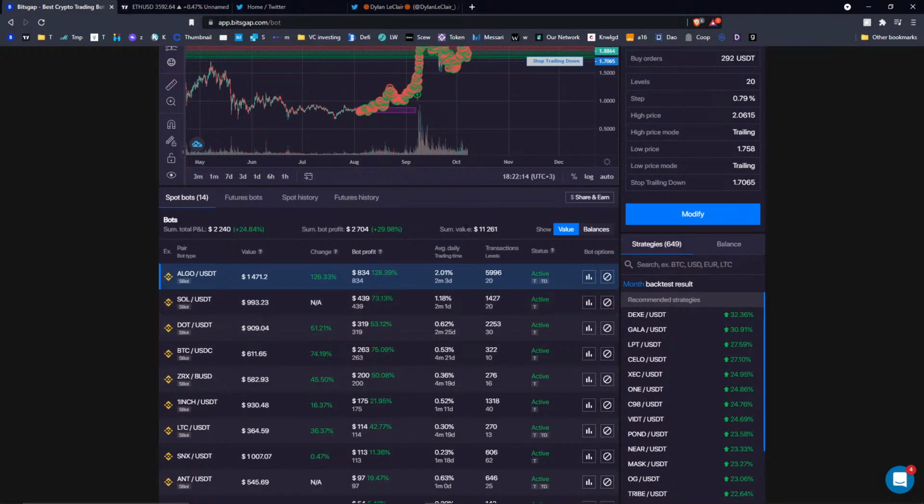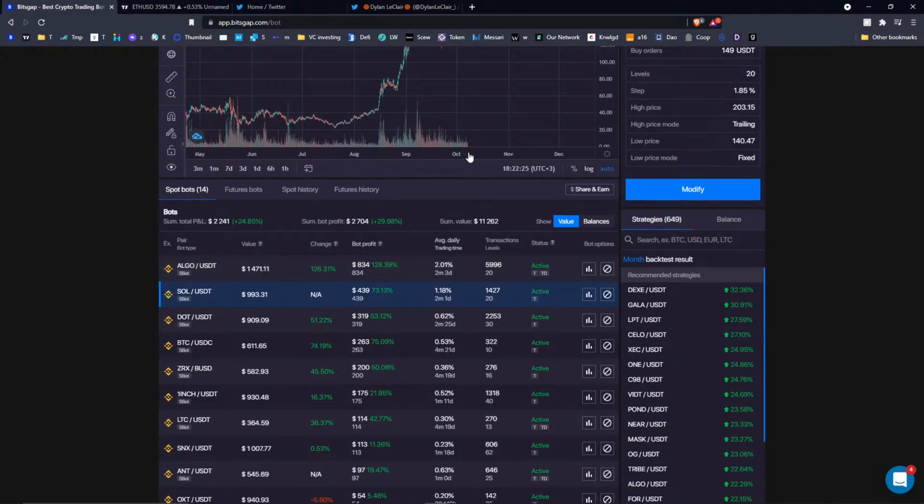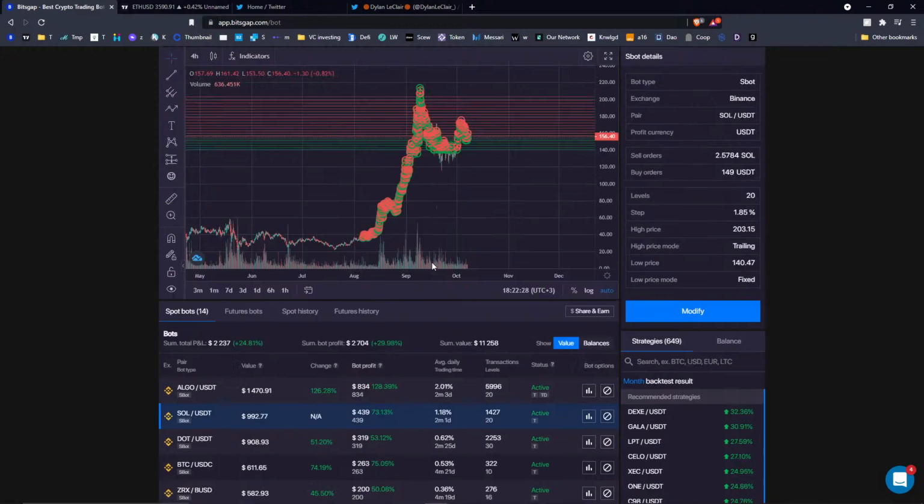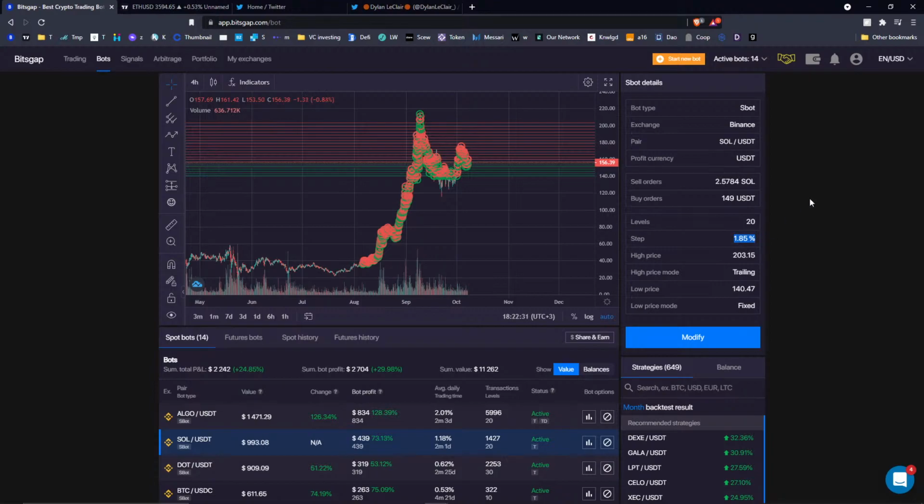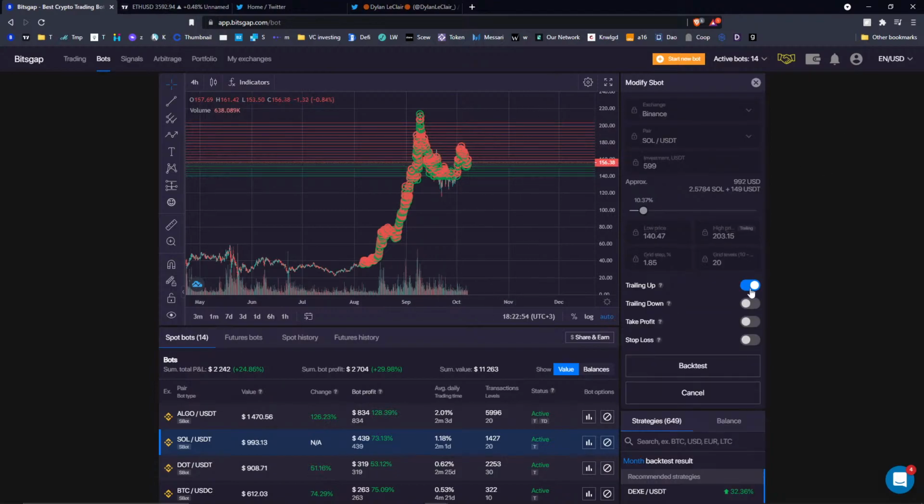So the next one, the second one which was acting good, is Solana. On Solana I have 1% per day, and you see the maximum grid step that I usually afford is 1.85 in that case. So it's slightly above the usual range that I use, which is from 0.8% to 1.5%. But still I have 20 grid levels here, and of course trailing up instrument enabled.